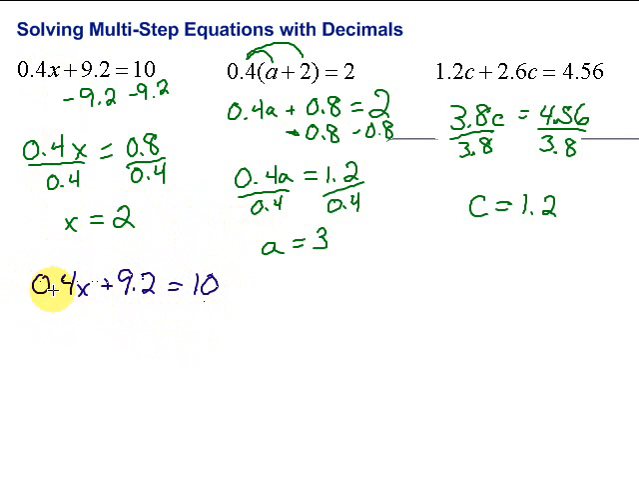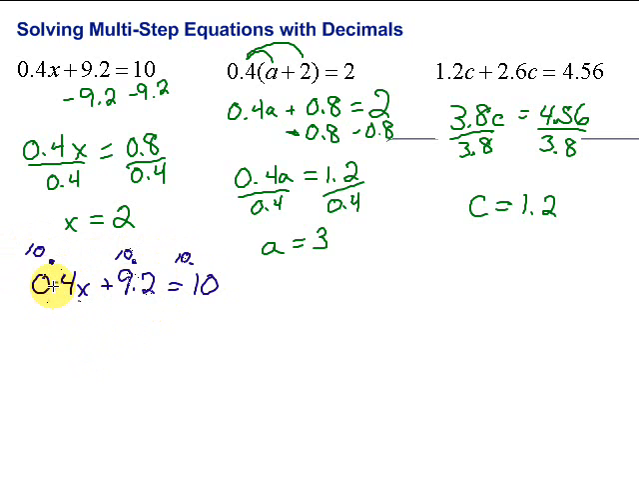And remember, each decimal move is a times 10. So if we need to move the decimal one spot, we're going to multiply by 10. If we're going to move the decimal two spots, then we're going to multiply by 100, and so on. So here we just have one decimal spot on both these numbers. To get rid of it, we can multiply by 10 on each piece. So times 10, times 10, times 10.